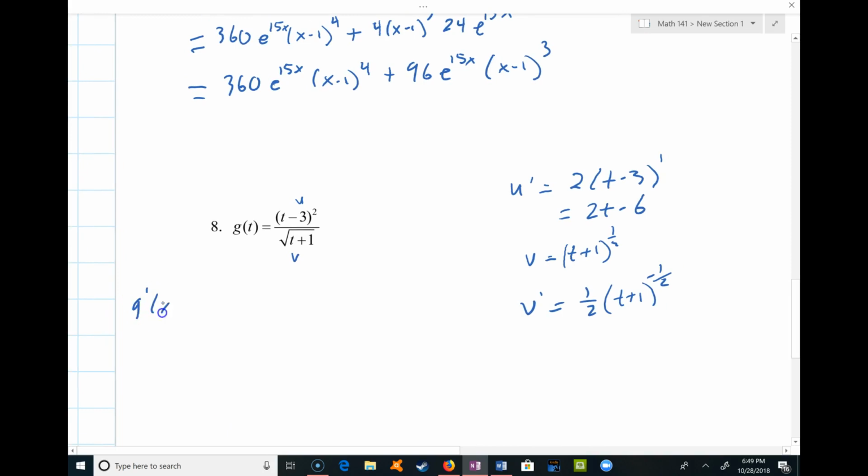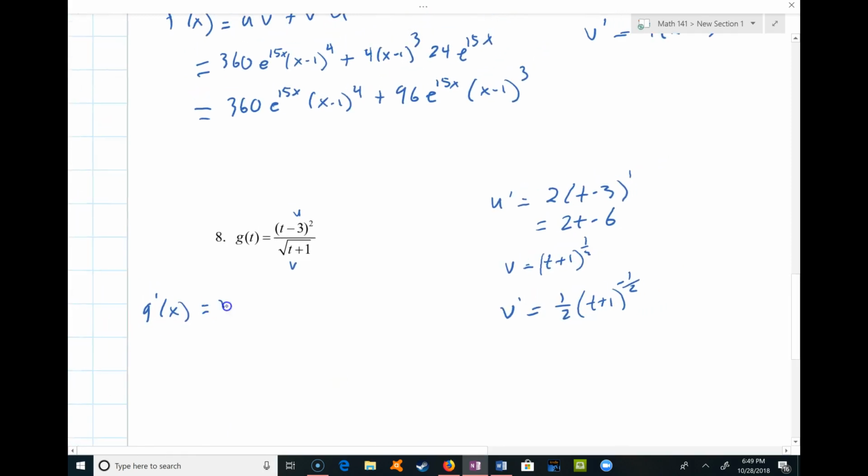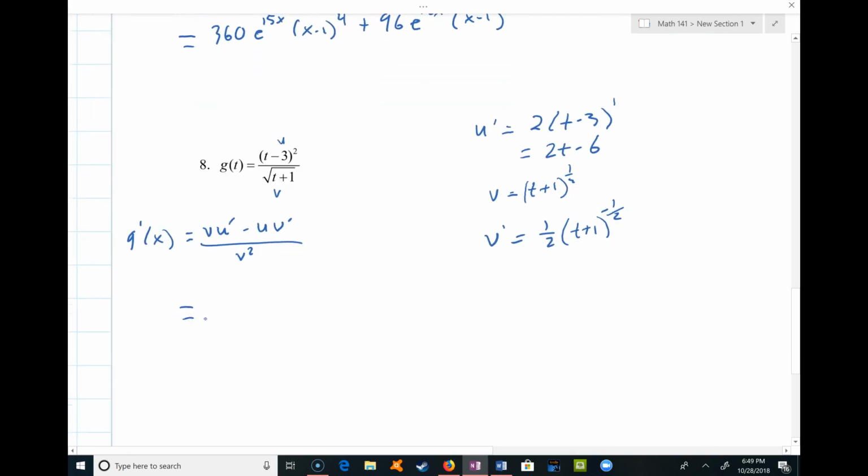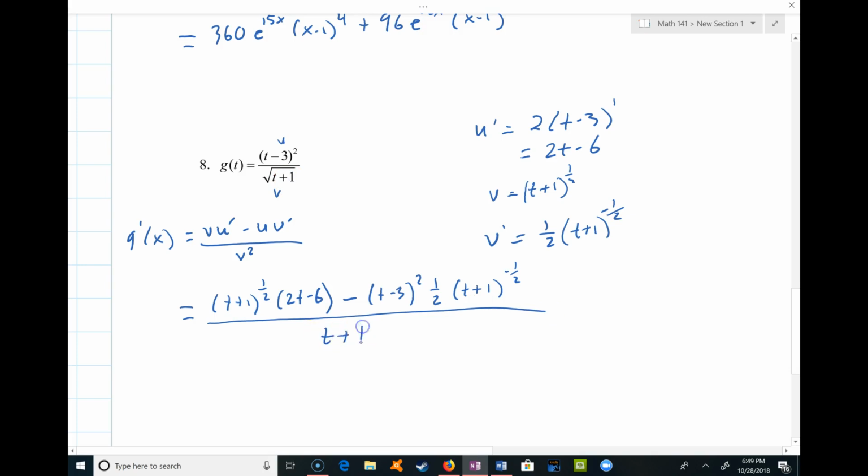Okay, so let's do the derivative, g prime, and we want low d high minus high d low all over low squared. And since we have all those players laid out already, we can do that. So v would be t plus 1 to the 1/2 times u prime, which is 2t minus 6, minus u, which is t minus 3 squared, times v prime, which is 1/2 times t plus 1 to the negative 1/2. And all that's over v squared. Now, t plus 1 to the 1/2 squared would just be t plus 1. So that's kind of fun.